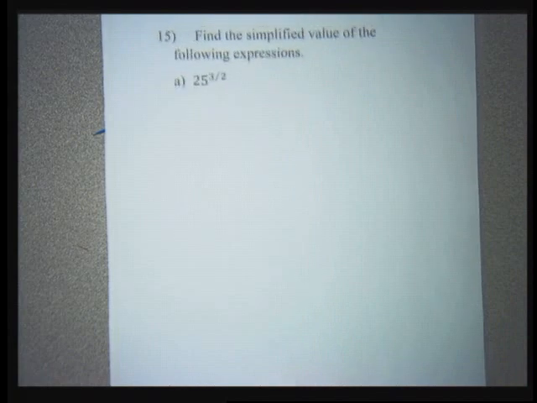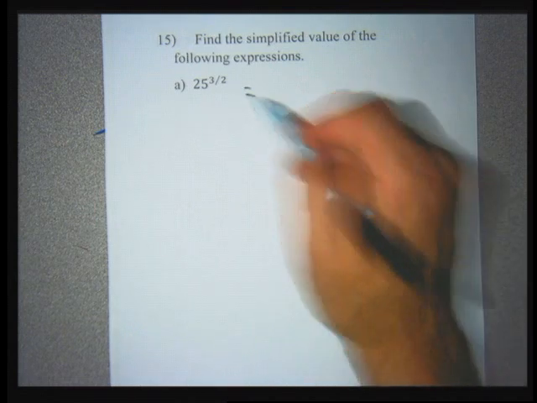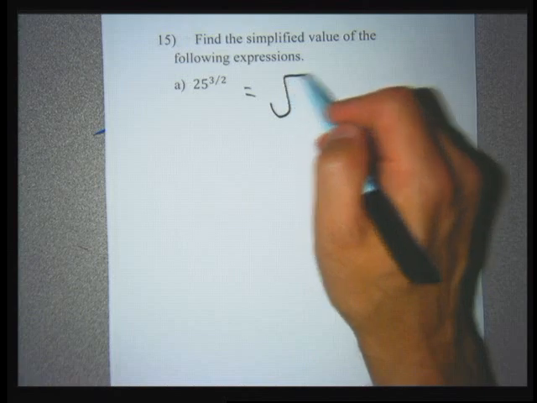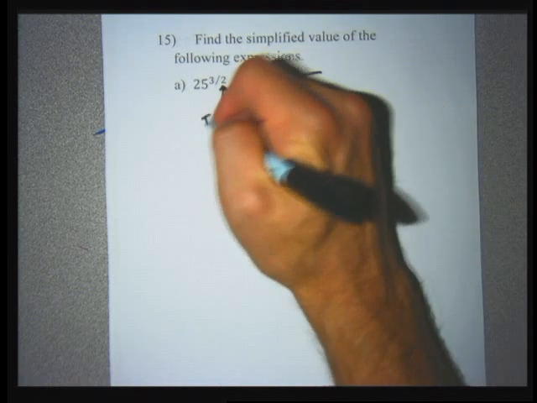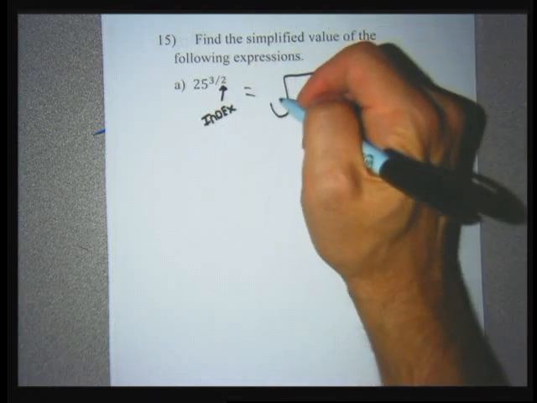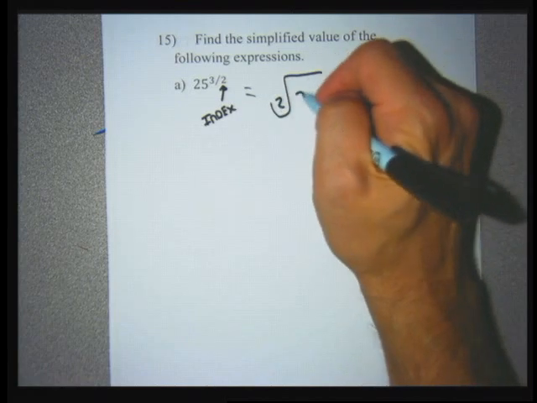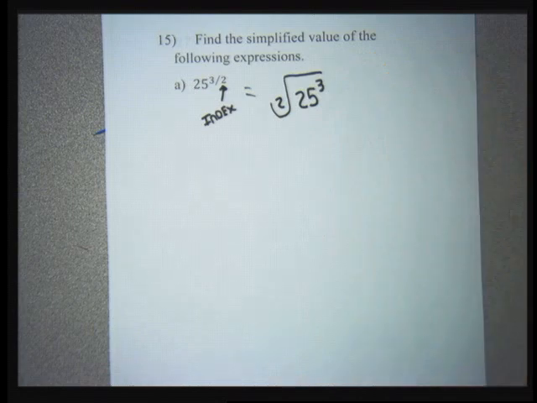Fifteen's a friendly problem, asking me to simplify something with a fraction exponent. Be nice if I had a calculator, but I don't. Any problem that has a fraction exponent can be turned into a radical. And the radical form of this, I'm going to write my radical symbol, and the denominator of the fraction exponent is going to become the index, and everything else is going to go under the radical, and we call it the radicand. So this is the second root of 25 cubed.